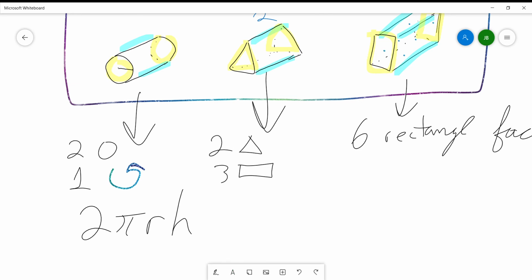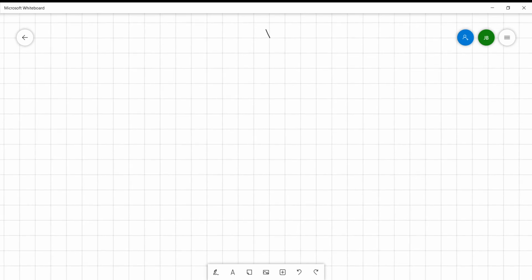Next, I'm going to slide down. So let's look at a cone. Cone is the next one on the doohickey.